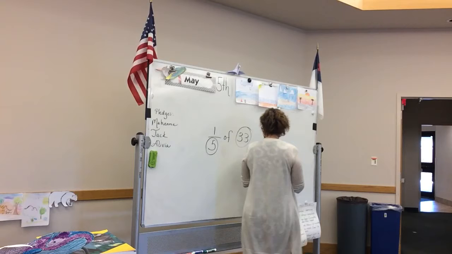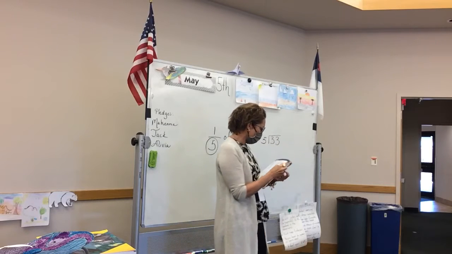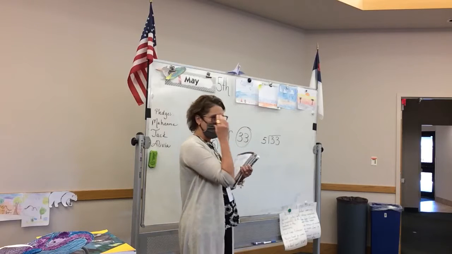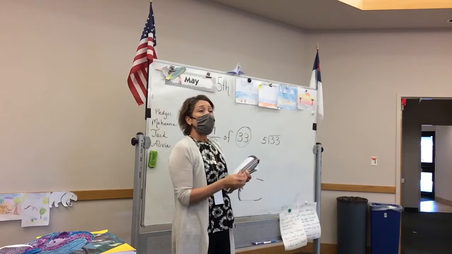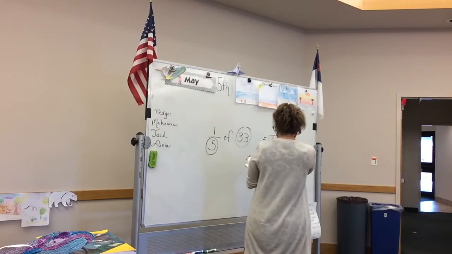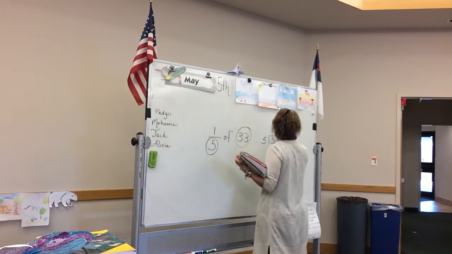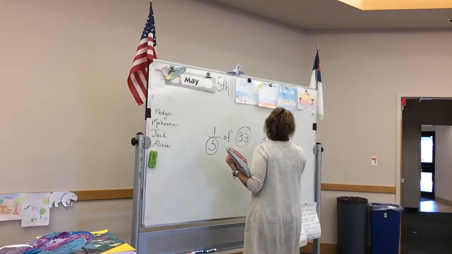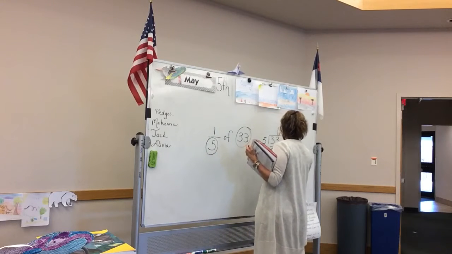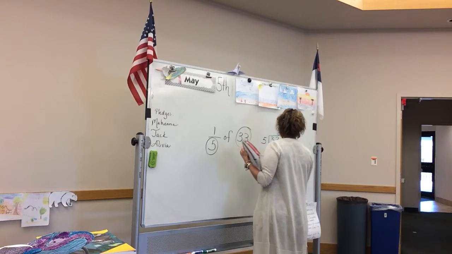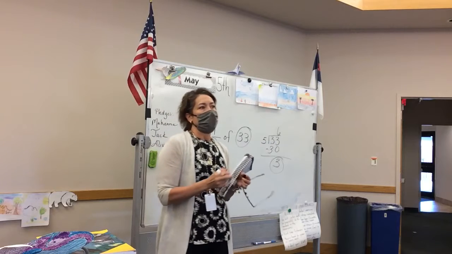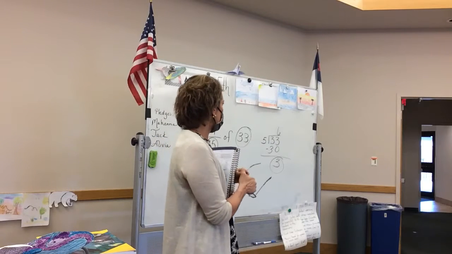All right, so what times 5 is equal or close to 33? Christian? 6. That is correct. So I'm going to put the 6 here. What is 6 times 5? 30. We subtract, we get 3. Uh-oh. It isn't even. So what do we do?